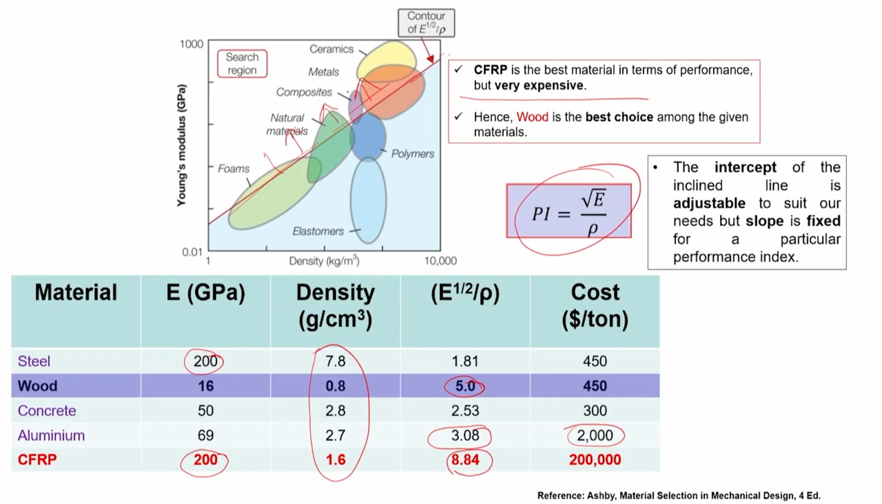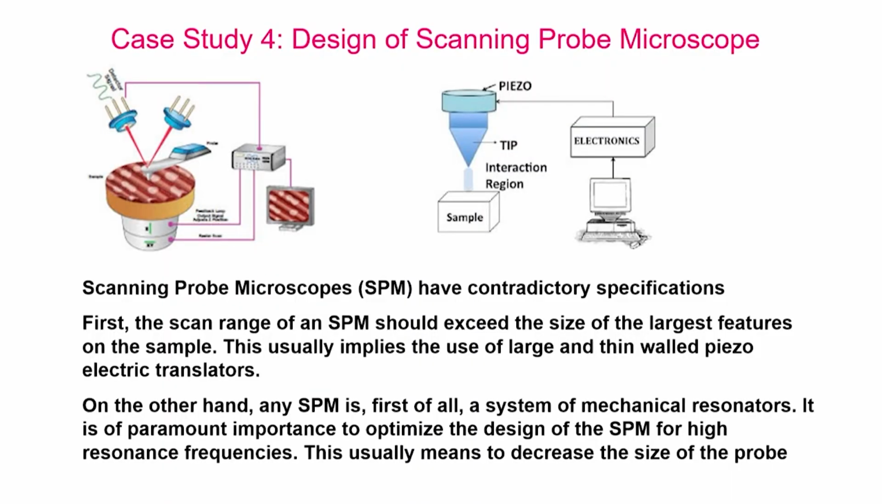That is why some of the composites here are better than some of the metals, because they give you lesser E in that sense, lesser density in that sense, so that you get a higher square root of E by rho. I will now come to another interesting case study, just extending this concept. So, design of a scanning probe microscope.